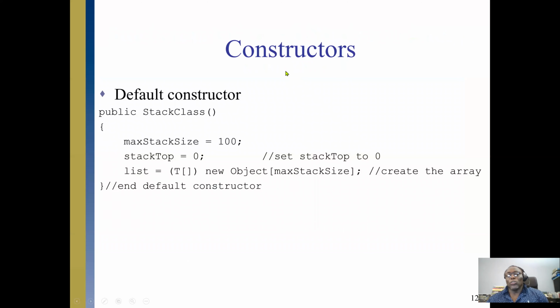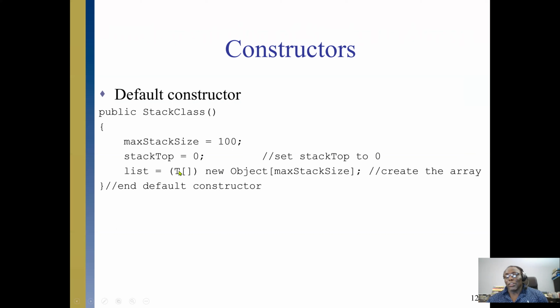So now let's go through the code one at a time. First we have the default constructor. The name is the same as the class name, which is the stack class. Now this default constructor, when we create a new stack object, we need the array. The size is 100. Also, we want to make sure there's nothing in the stack array, so the stack top is 0. We can set the top to any value we want to. Then also we declare our array. So the array name is list.